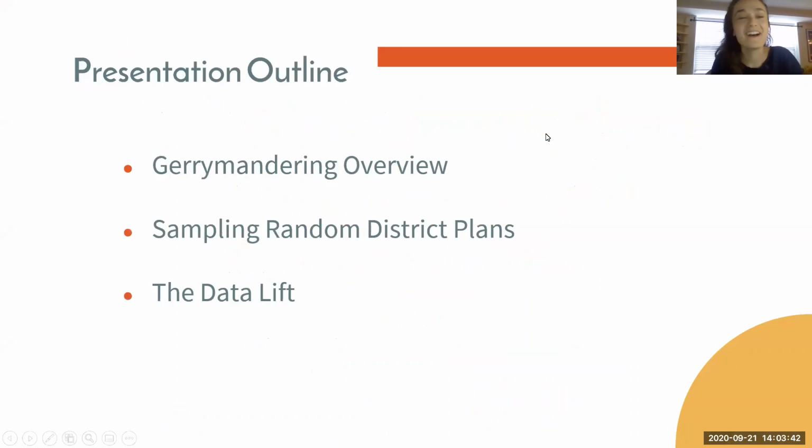Okay, there we go. So I'm going to be talking, first giving a brief overview of what partisan gerrymandering is and a bit about some of the recent case law. I'm going to talk about why sampling random district maps is essential to our work and some of the techniques we use for doing that. And I'll focus at the end on the data lift and the data challenges we have.